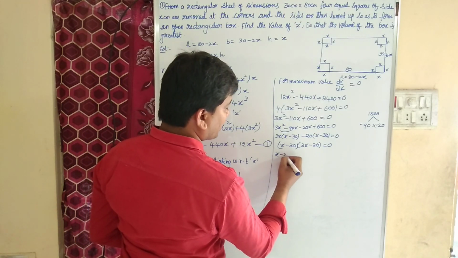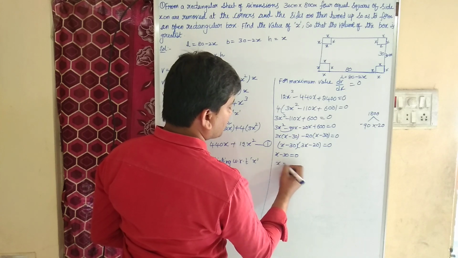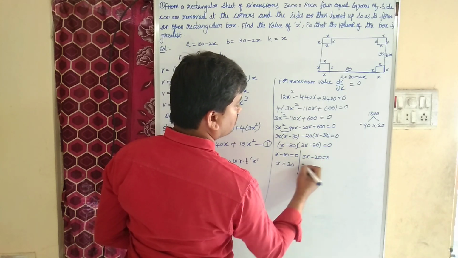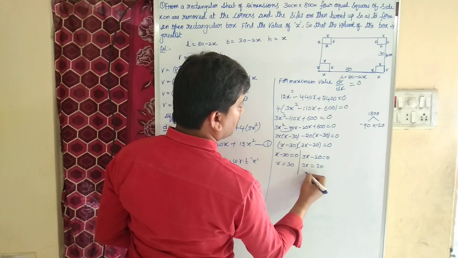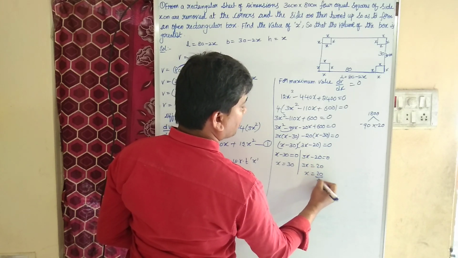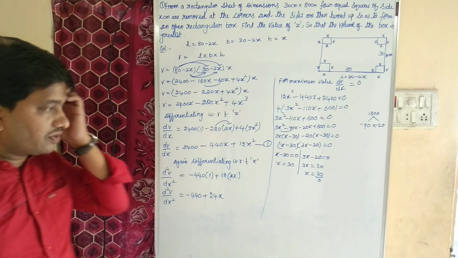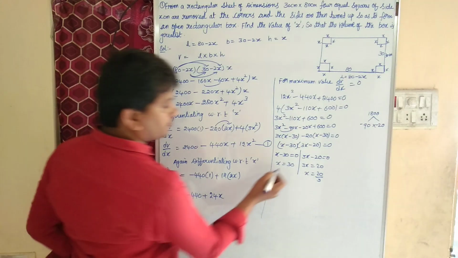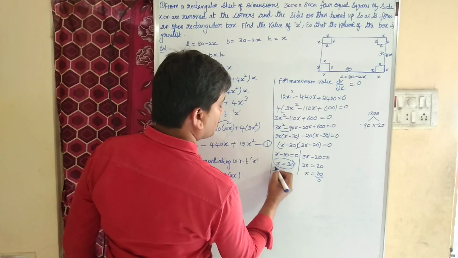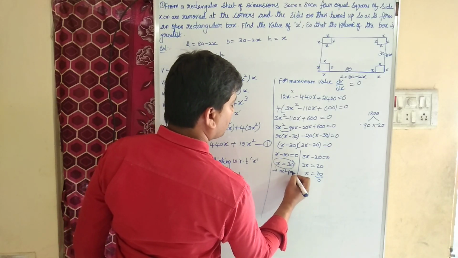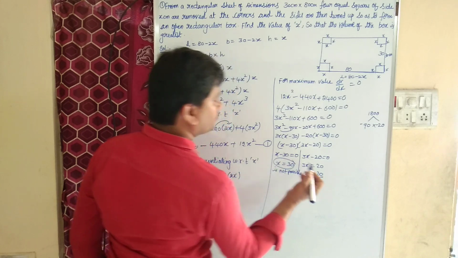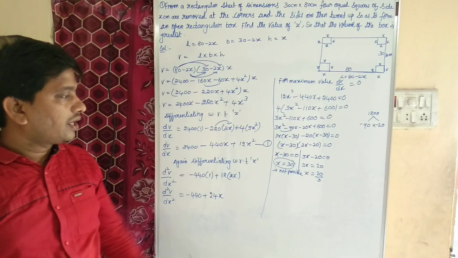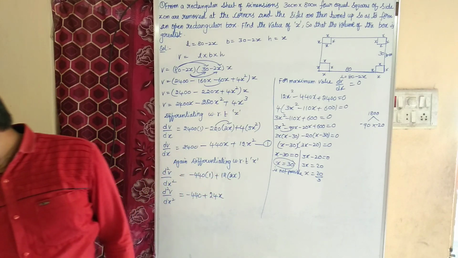So one is x minus 30 equal to 0, so x equal to 30. Second one, 3x minus 20 equal to 0, 3x equal to 20, x equal to 20 by 3. Actually x equal to 30 is not possible for the maximum value. They are asking to find the value of x. What is the value of x? The value of x is 20 by 3.